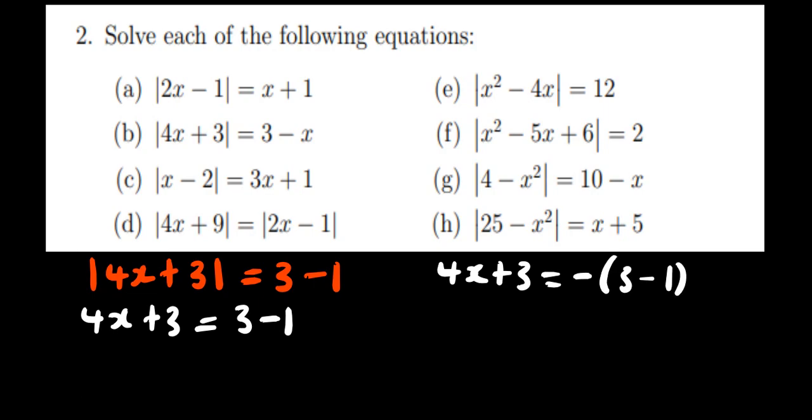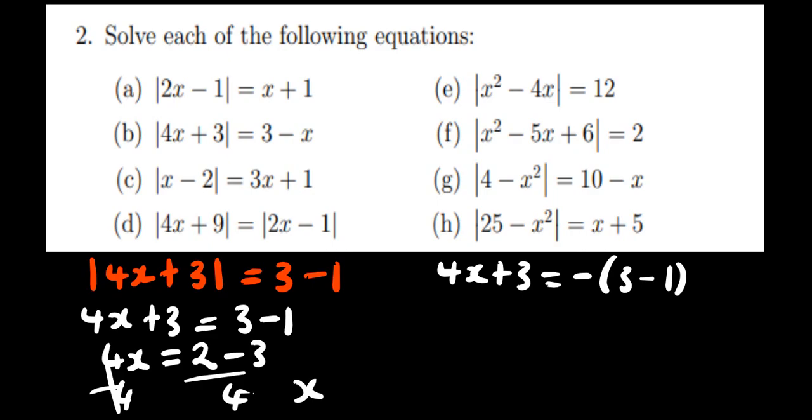Let me start with my left hand side. I'm going to put the like terms together. So I'm just going to have 4x is equal to 3 - 1, that is just a 2. Then I'm going to divide by 4 on both sides. So x is just going to be 1 over 4.